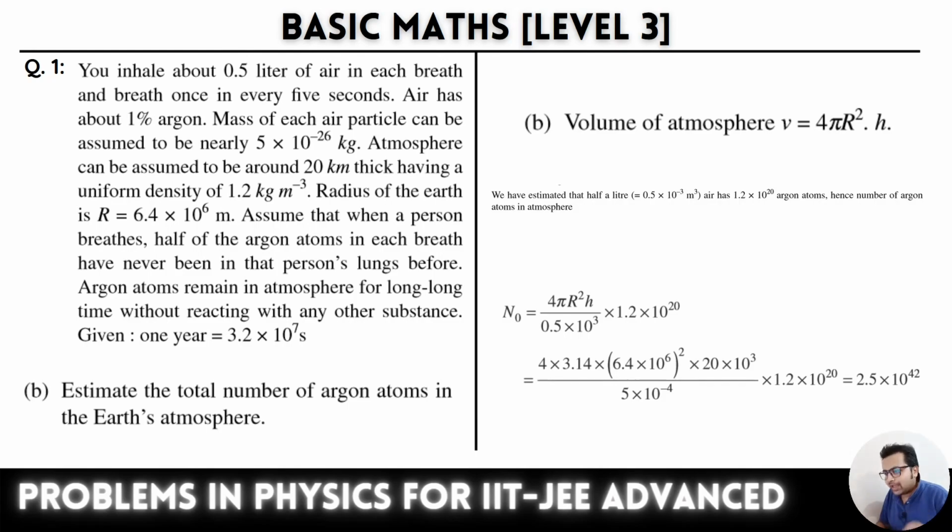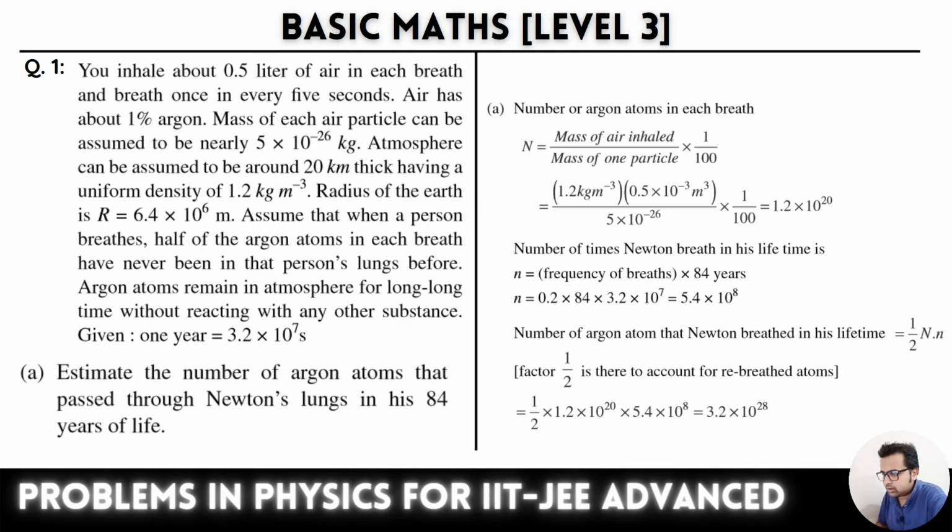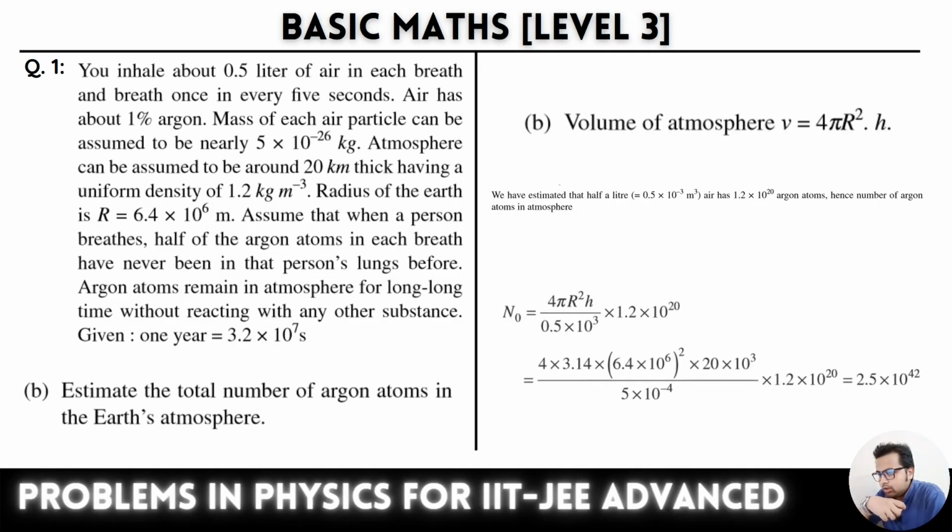We have estimated that half a liter of air has 1.2 into 10 to the power of 20 argon atoms. So this we have already done. If we talk about the half liter of air which Newton inhaled, the number of argon atoms in that half liter is 1.2 into 10 to the power of 20. So if you know the number of argon atoms in half liter, you can very easily calculate the number of argon atoms in the volume which we just calculated.